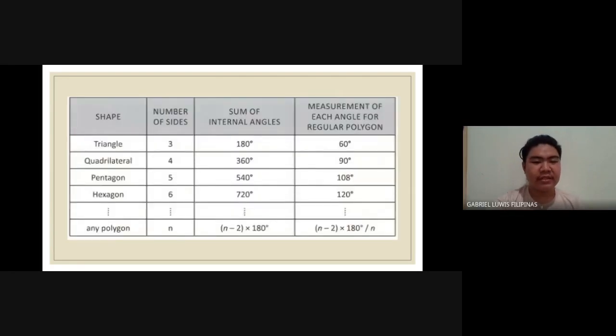For example, in this table, the triangle has 3 sides. So n equals 3, n minus 2 equals 1, and the sum of the internal angles is 180 degrees. The measurement of each angle for a regular triangle is 60 degrees. And so on for the quadrilateral, the pentagon, hexagon, and many other polygons. Just count the sides, the internal angles, and the measurement of each angle for a regular polygon.